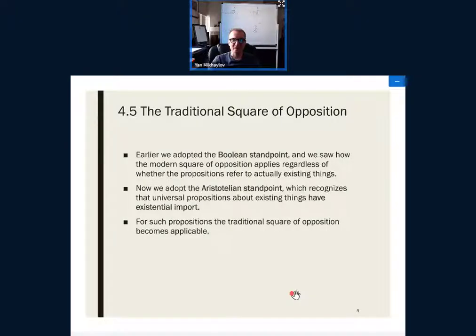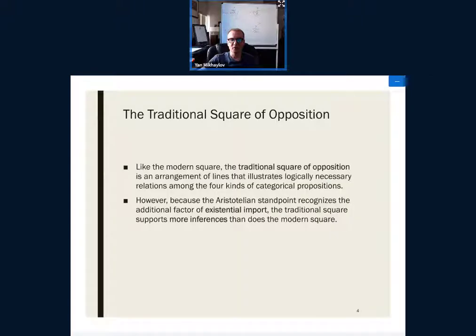Okay, so now we adopt this Aristotelian standpoint, which has existential import. We get this new square. It's called the traditional square of opposition. Why is it called traditional? Well, because that goes back to Aristotle, right? It's built on his relations when we assume existence.